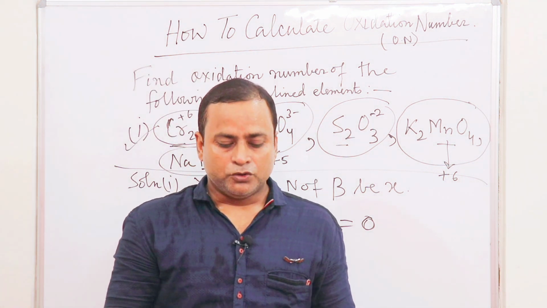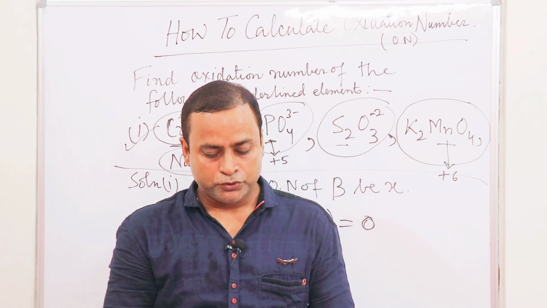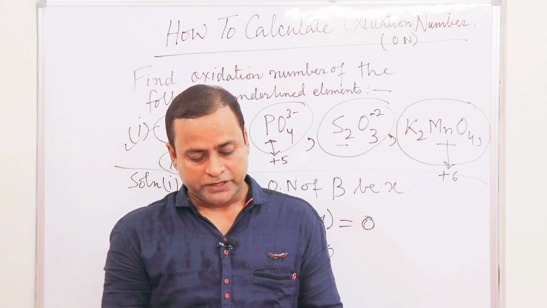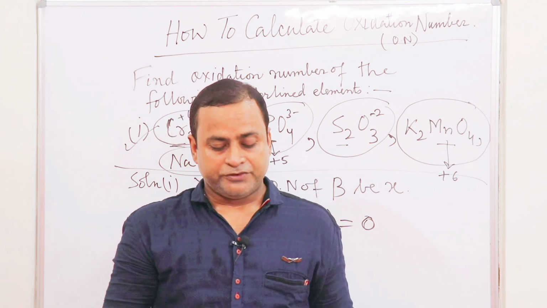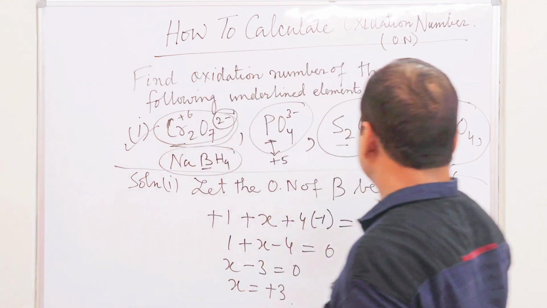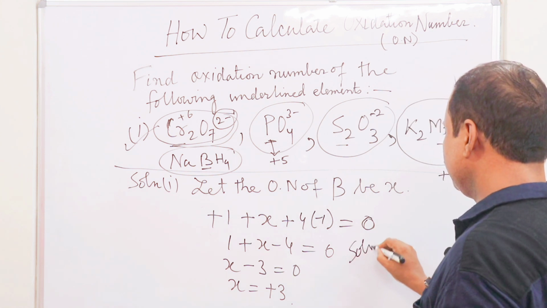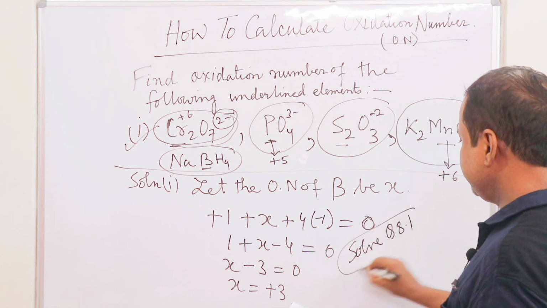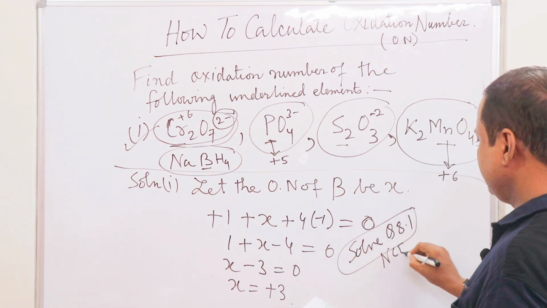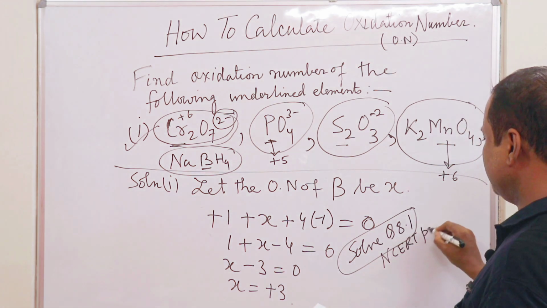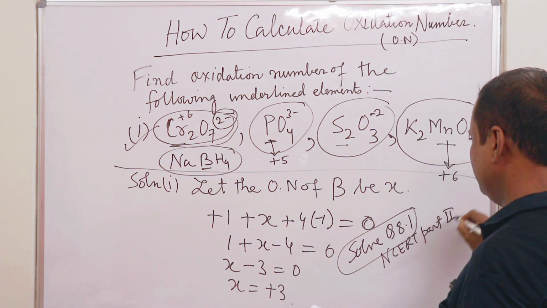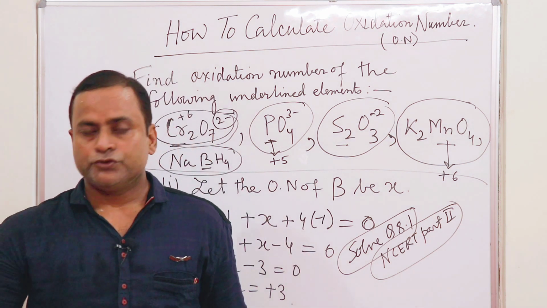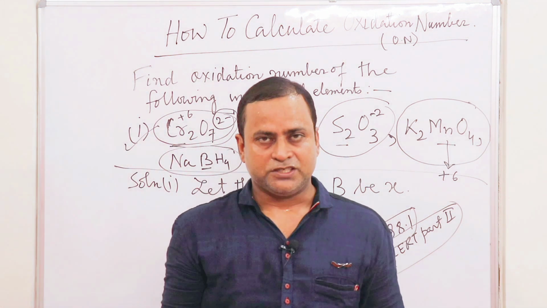So the oxidation number of boron comes out to be +3. Now I would give you a homework. You can solve questions related to this topic from the NCERT book, from the chapter Redox Reactions. Solve question 8.1, NCERT book, part 2, NCERT Chemistry part 2. So that is the way we calculate oxidation number.